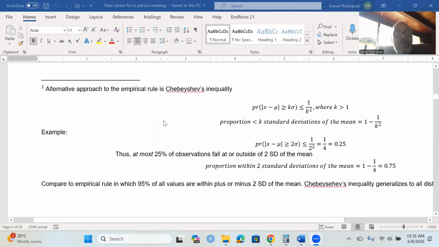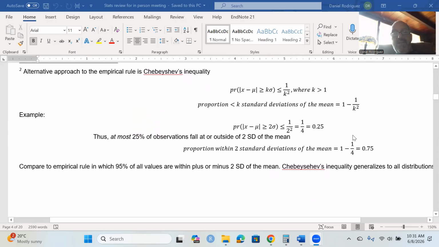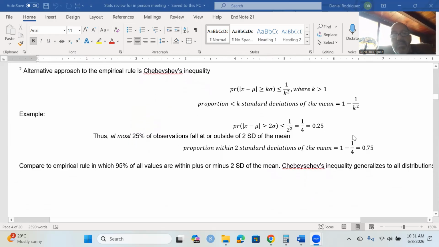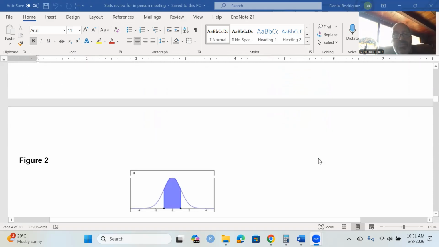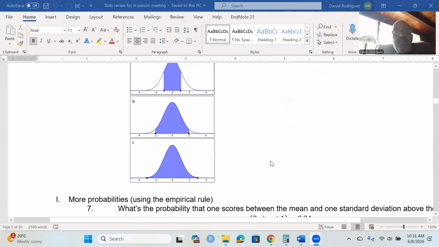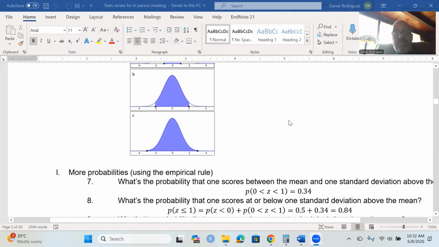I just noted here that Chebyshev's inequality is an alternative to the empirical rule that applies to all distributions, not just the normal distribution. The empirical rule applies to the normal distribution. This figure shows the empirical rule, right? So this is the 68%. The area under the curve here represents 68% of all values, and it also represents the probability, right? The probability of being between -1 and 1 standard deviations from the mean is 68%, or 0.68.